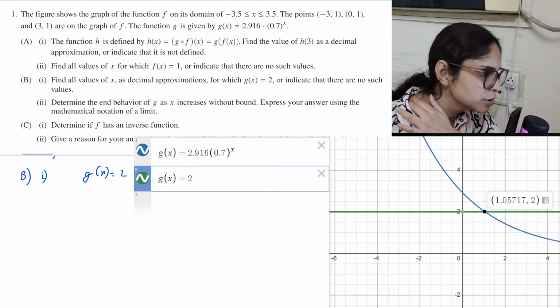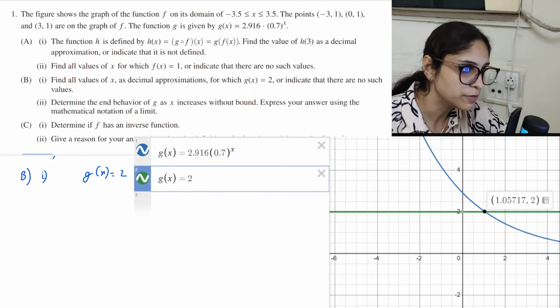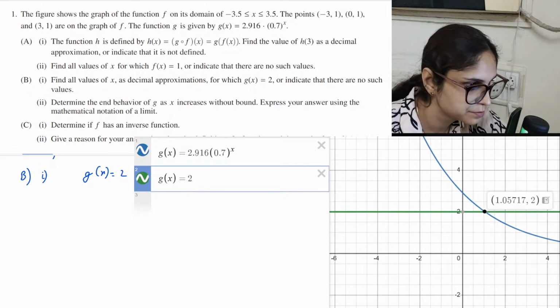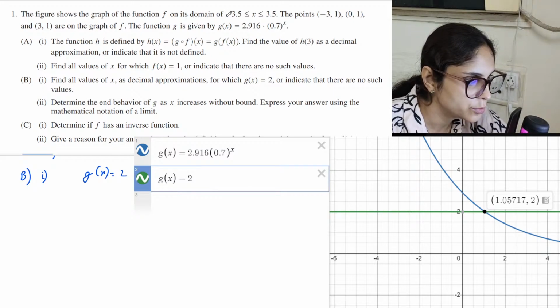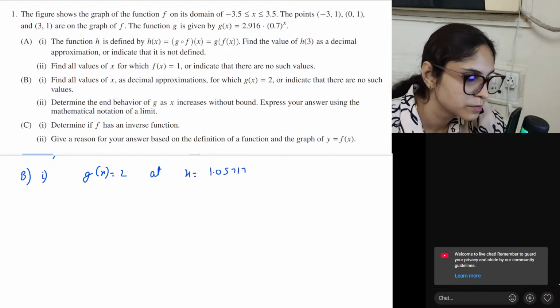So you have to find all values of x. So there's only one value of x, which is 1.05717. That's the answer.